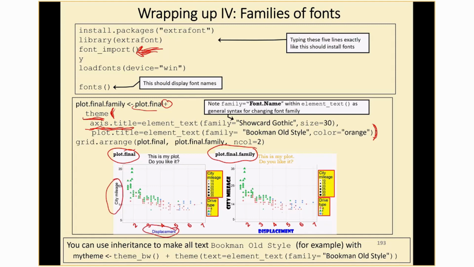And so, having specified those elements, I use the element_text function, and there's the keyword family, and I indicate the font that I want. I've also indicated that I want to change the size to 30, but by indicating the family as being Showcard Gothic, you can see that I've gone from this, which is Helvetica, to this, which is Showcard Gothic.